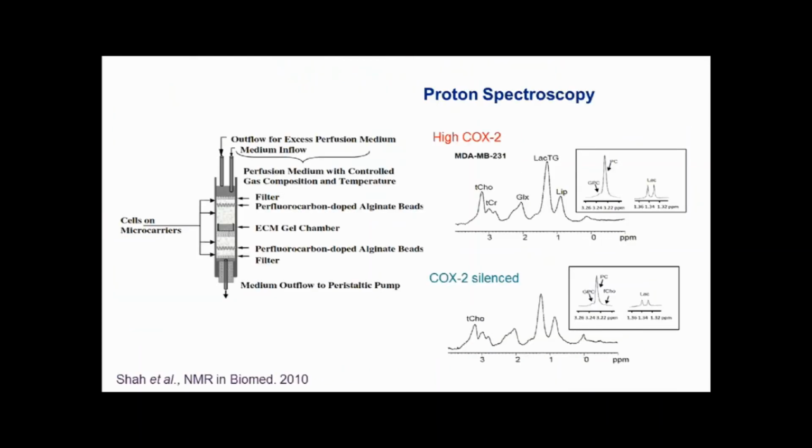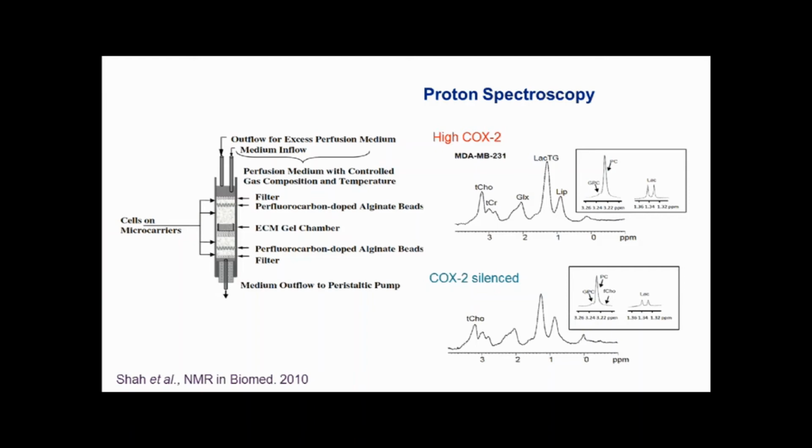So now if you have such a system, you can also do spectroscopy. And so here, what we found is that with spectroscopy, you see a significant decrease of this signal from total choline, which is something that is consistently elevated in aggressive cancers. And that is because phosphocholine, which is a membrane precursor, gets downregulated in these cells.